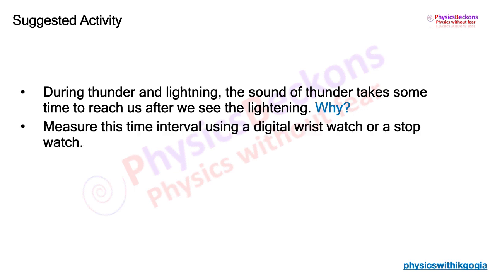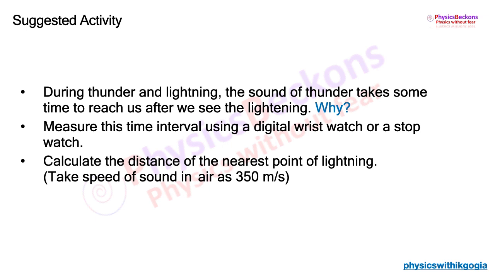Here is an activity suggested for you. During thunder and lightning, we hear sound much later than the sight of the lightning. The reason for the time difference is that light travels much faster as compared to sound. When lightning occurs, you can use a stopwatch or a digital wristwatch to measure the time gap and find out the distance at which the lightning has occurred. Take the speed of sound in air as 350 meters per second. So, you have to multiply the speed, 350 meters per second, by the time elapsed which you have recorded using the stopwatch or digital wristwatch. The product of the two will give you the distance at which the lightning has occurred.